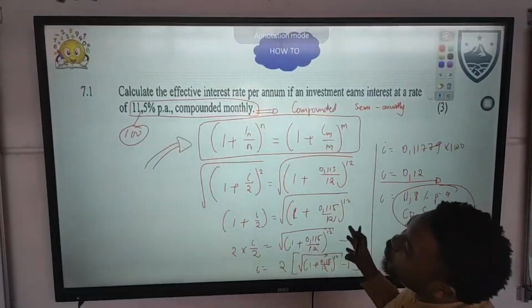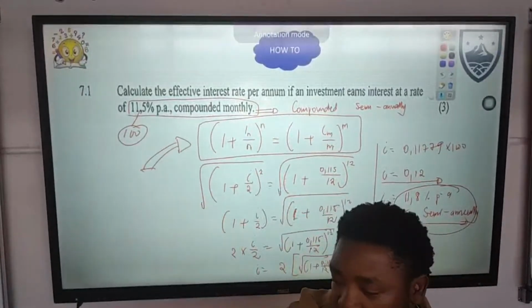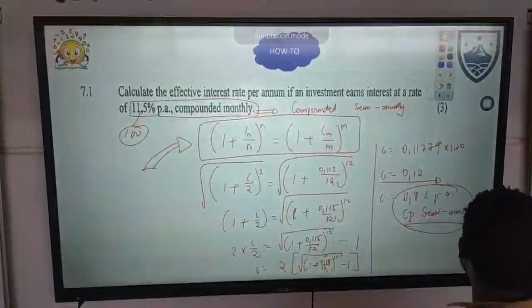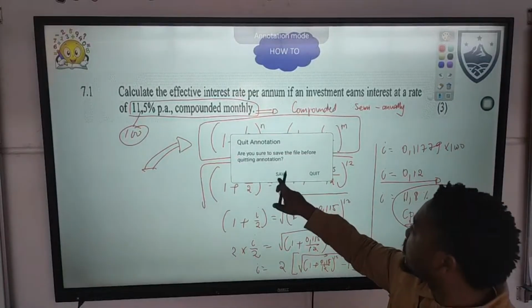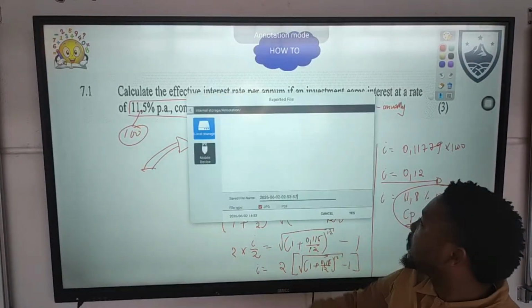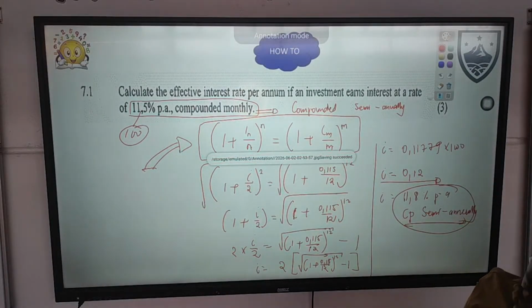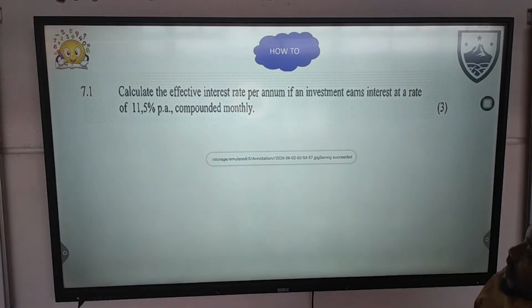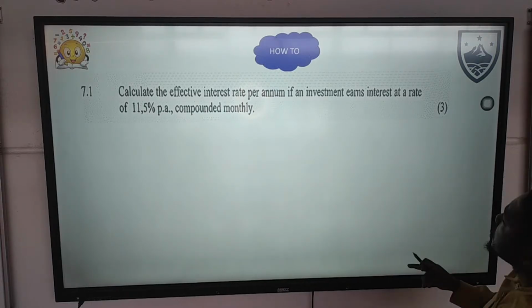And the reason why I'm showing you that is because you might need it somewhere else. And then I will explain what effective interest rate is. So we'll save this and then we'll share it with you guys. Just remember that this will be required for you guys to know.